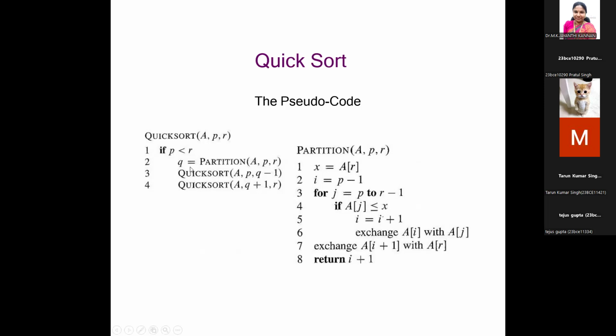We will call the same quicksort. With respect to the pivot q, we will call for the partitioning algorithm. In the partitioning algorithm, with respect to the pivot, we are separating the numbers which are less than pivot and the numbers which are greater than pivot. Again, we are calling quicksort with the numbers less than pivot and with the numbers greater than pivot. So this process is recursively repeated until we sort all the elements.